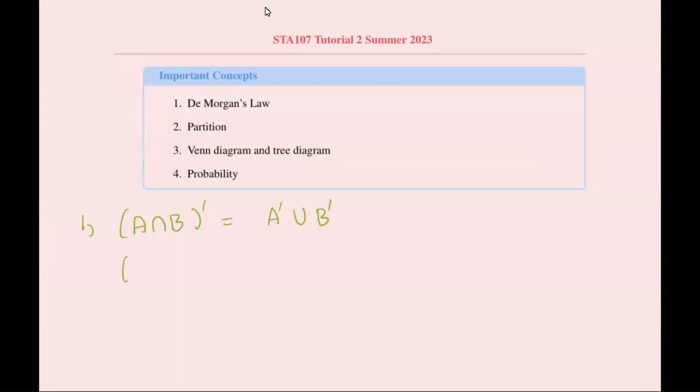Okay. The second thing from De Morgan's law is that A union B complement is A complement intersect with B complement. Again, both of these two equalities, you can just verify by Venn diagram.